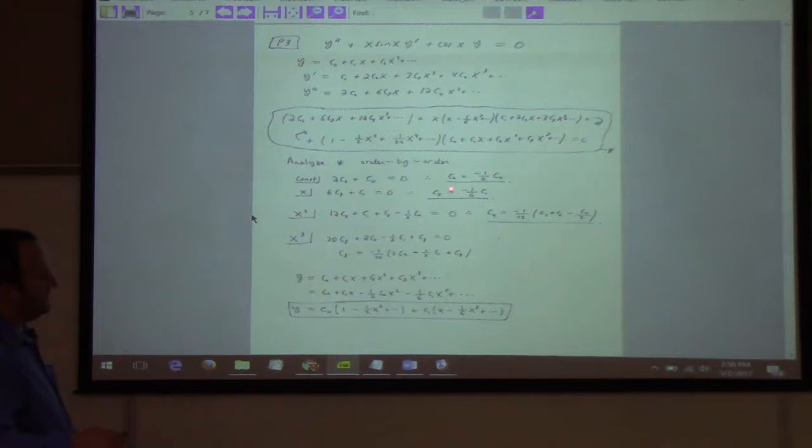Constant terms give us this, so we get a relation between C2 and C0, like so. Linear terms, you've got this 6C3. There is no linear term in here, right? Because we have at least x squared in every single term if you multiply. And over here, I've got 1 times x, which gives me a C1. And that's it. So that gives me this and that. Actually, right there, I could have stopped, because that already gets me to third order, right?